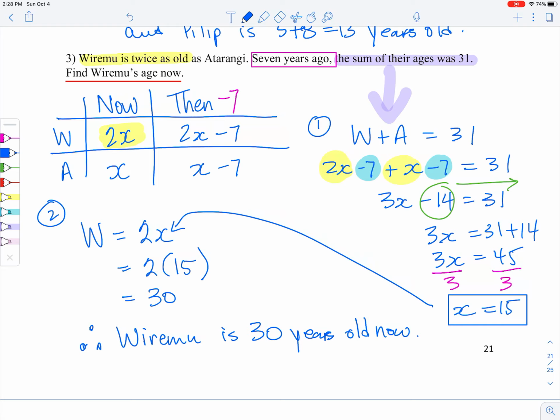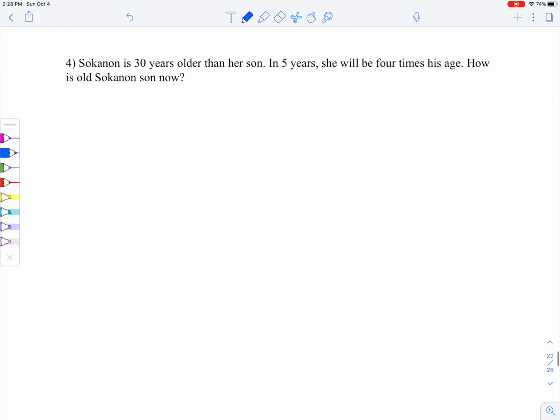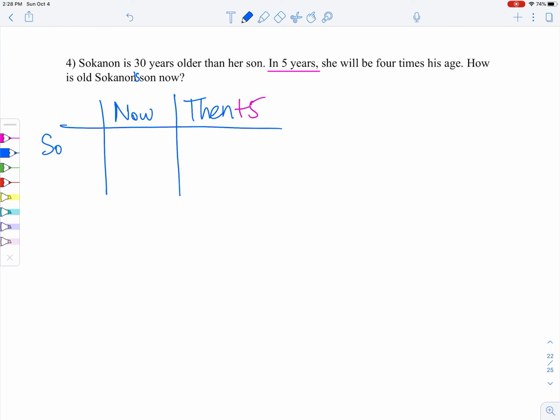Now, question 4. Sokanon is 30 years older than her son. In 5 years, she will be 4 times his age. How old is Sokanon's son now? So we're going to have now, and then. Our then is in 5 years, so we're going to be adding 5. So we have Sokanon, and we have her son.